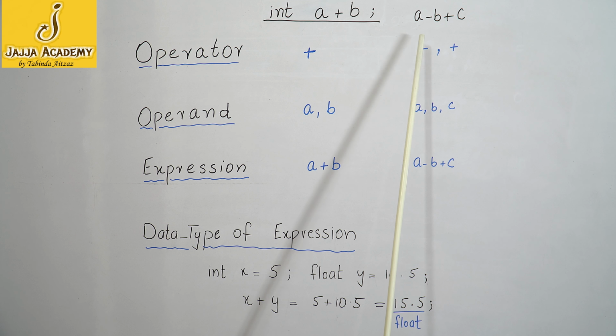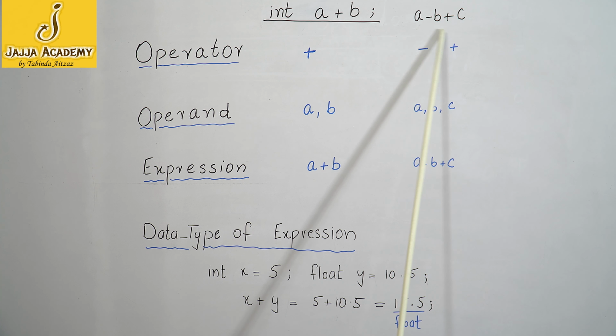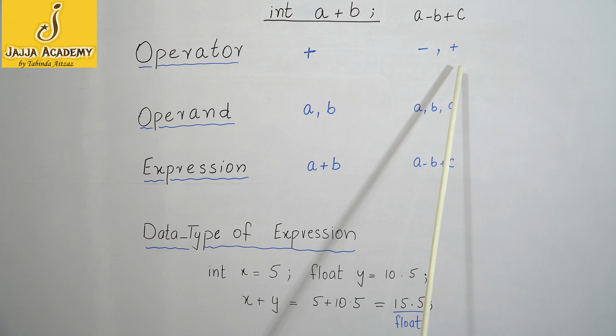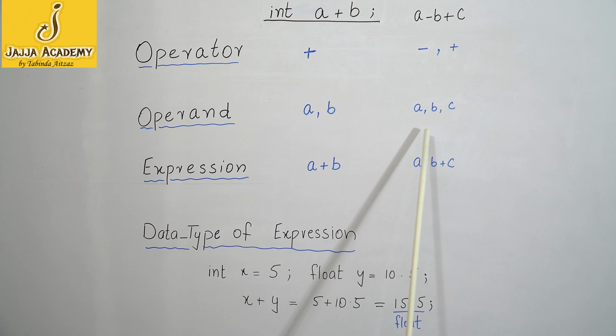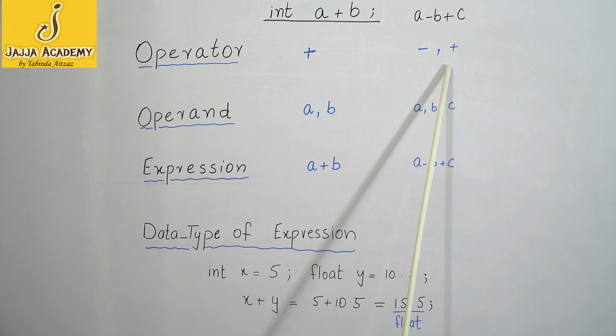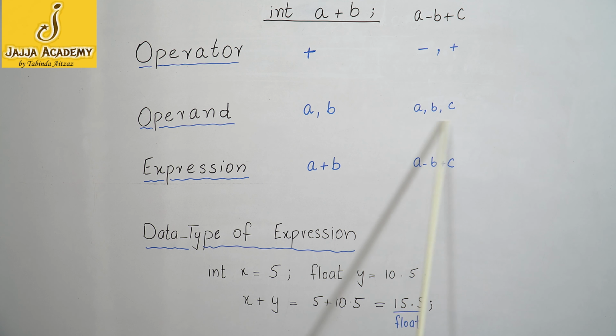In the second example, a minus b plus c, there are two operators in this expression, the minus operator and the plus operator, and the operands will be a, b and c, because these minus and plus operations are being performed on these three variables. The expression is a minus b plus c, a combination of operators and operands.